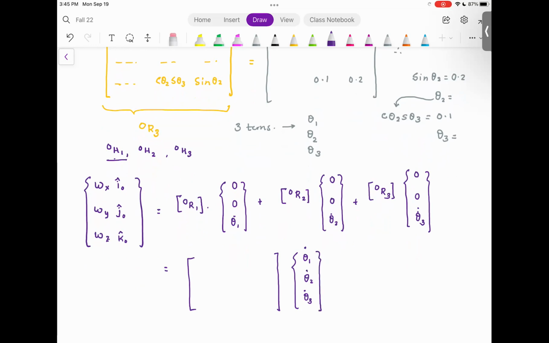Some of you may ask me how this jugglery happened. This jugglery happens because you are going to multiply 0r1, which is a 3 by 3 matrix, by 3 rows, 1 column. So you will get 3 rows, 1 column. It's better if I write this down. This is a 3 by 3 matrix, multiplied by 3 rows, 1 column. This is a 3 by 3 matrix, multiplied by 3 rows, 1 column. Another 3 by 3 matrix, multiplied by 3 rows, 1 column. So as a result, you are going to get 3 rows, 1 column here, here, and here.